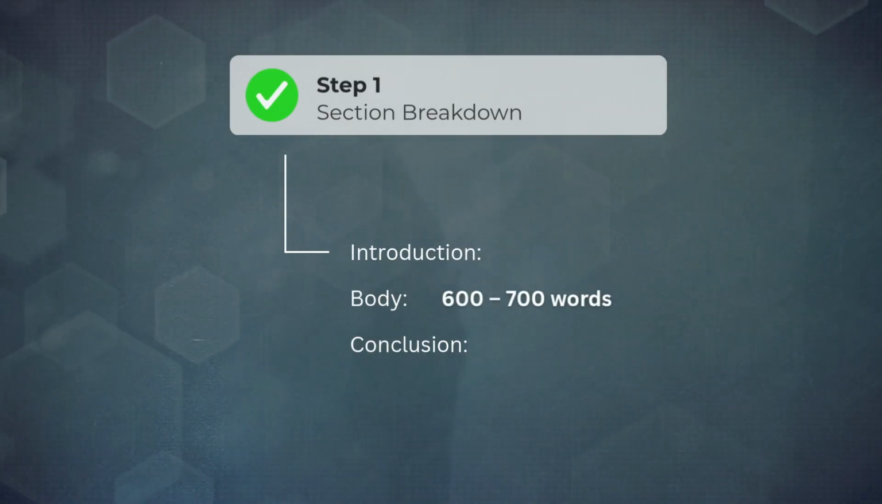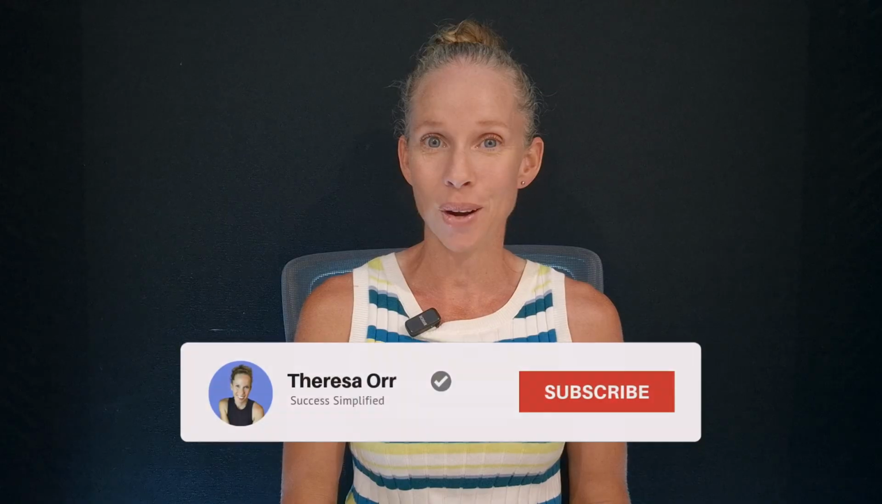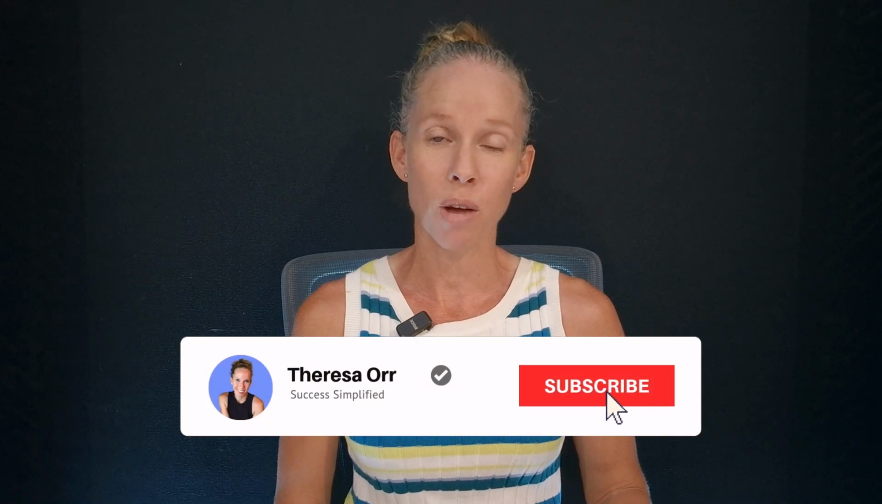And that's because it leaves us with 200 words for our introduction and 100 words for our conclusion, which is perfect. For that many words, it means we'll have 1 paragraph for our introduction, 3 paragraphs for our body section, and then a short paragraph at the end for our conclusion.